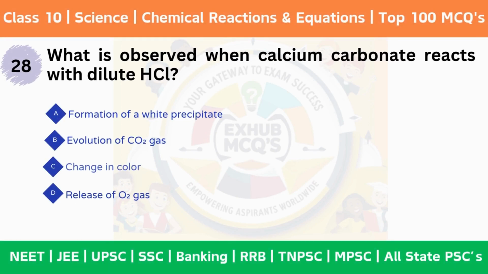MCQ 28. What is observed when calcium carbonate reacts with dilute hydrochloric acid? Option A, formation of a white precipitate. Option B, evolution of carbon dioxide gas. Option C, change in color. Option D, release of oxygen gas.